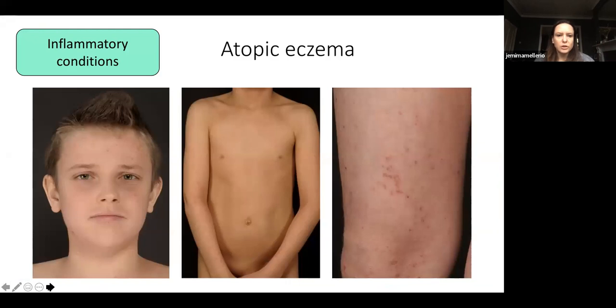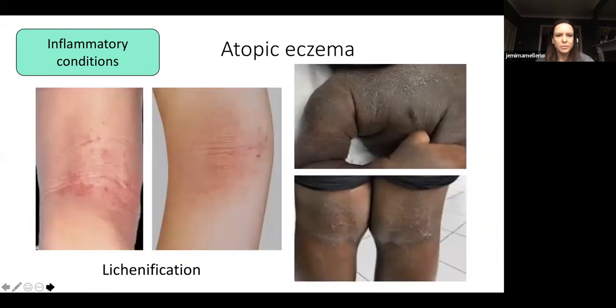And this is an older child with eczema. He's got very generalized atopic eczema. You can see it's affecting all of the face. His eyelids are slightly swollen and inflamed, and all over the trunk you see these poorly defined patches of erythema with some excoriations in it. That's so typical of this condition.